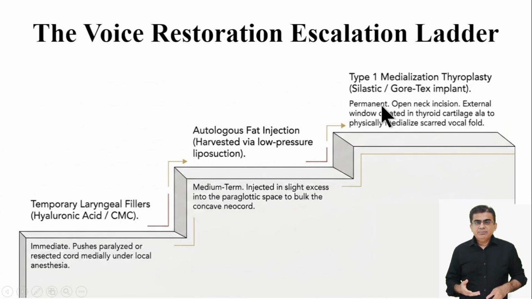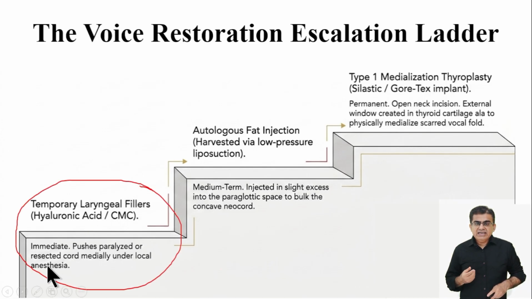We start with temporary laryngeal fillers like hyaluronic acid. We can easily inject this in the clinic under local anesthesia. This immediately pushes the resected cord to the middle to quickly improve the patient's voice.